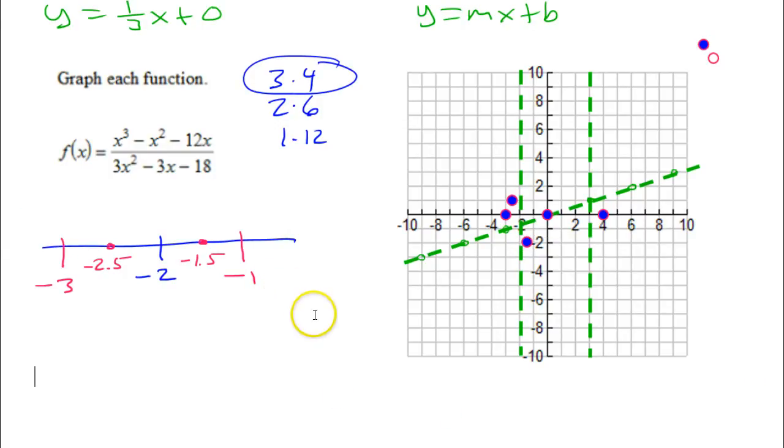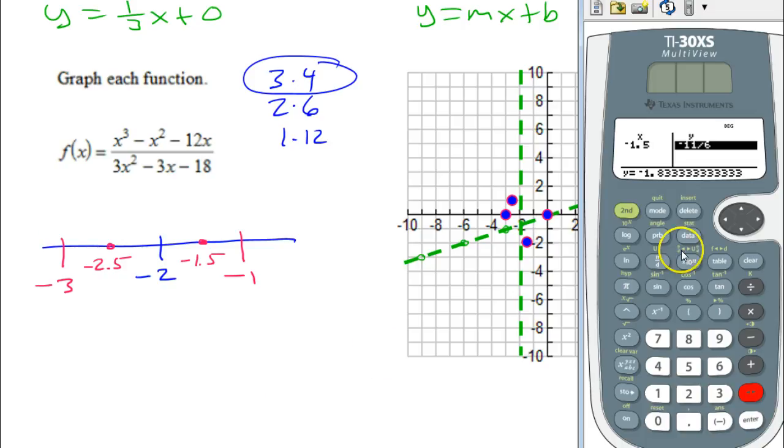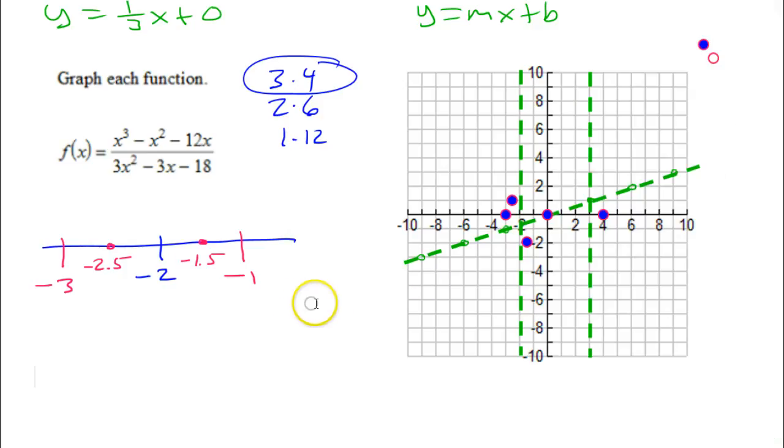Alright, and how about at -1? Alright, that's -0.8. So at -1, we're at -0.8, which will be right about here. Okay, so that's the 4 values that we get from the vertical asymptote of -2. Now let's look at our other vertical asymptote. We also had a vertical asymptote of 3. So this will also give us 4 values.